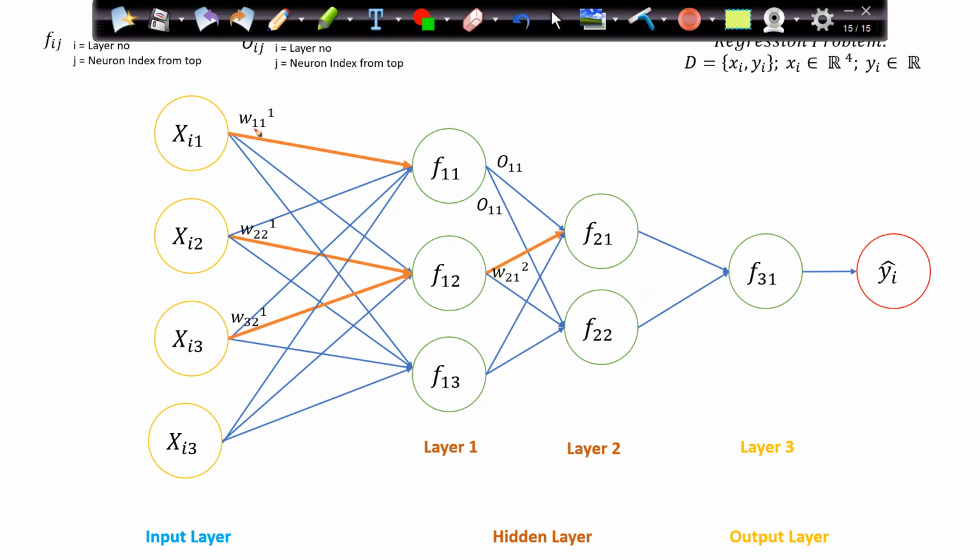If I see here, it's coming from my x1. Here it is coming from my x2, and here it is coming from my x3. And on which neuron is it going? It is going to neuron number 1. Which neuron is it going to? Neuron number 2. So from which variable am I getting? Variable number 1. On which neuron is it going? Neuron number 1.